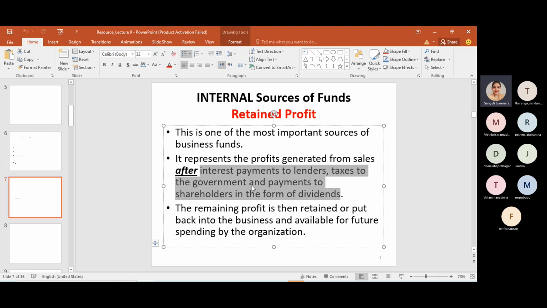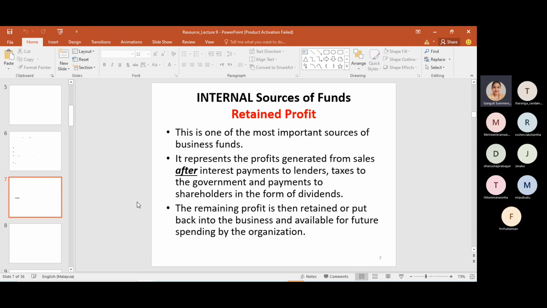Okay, so that remaining profit is called retained profit. Okay, so this retained profit can be used for the business itself.